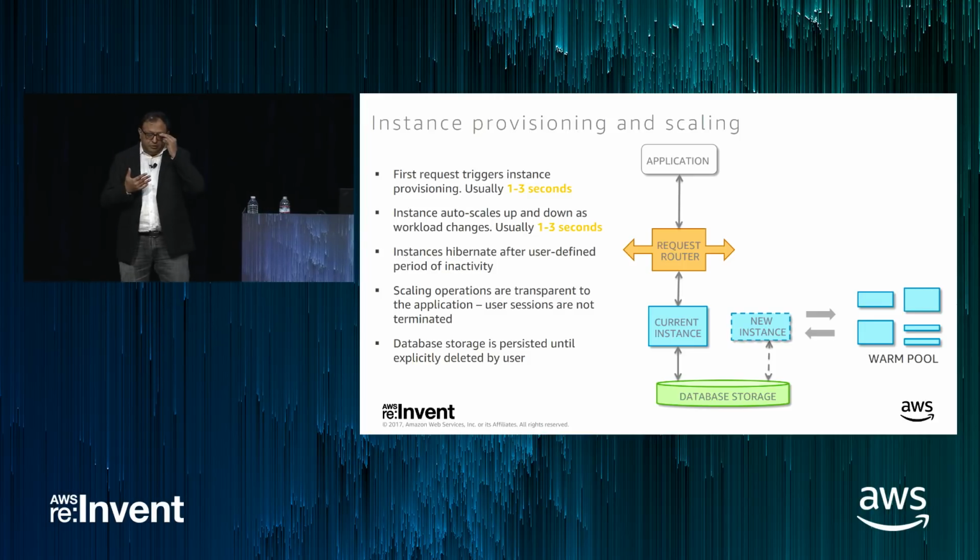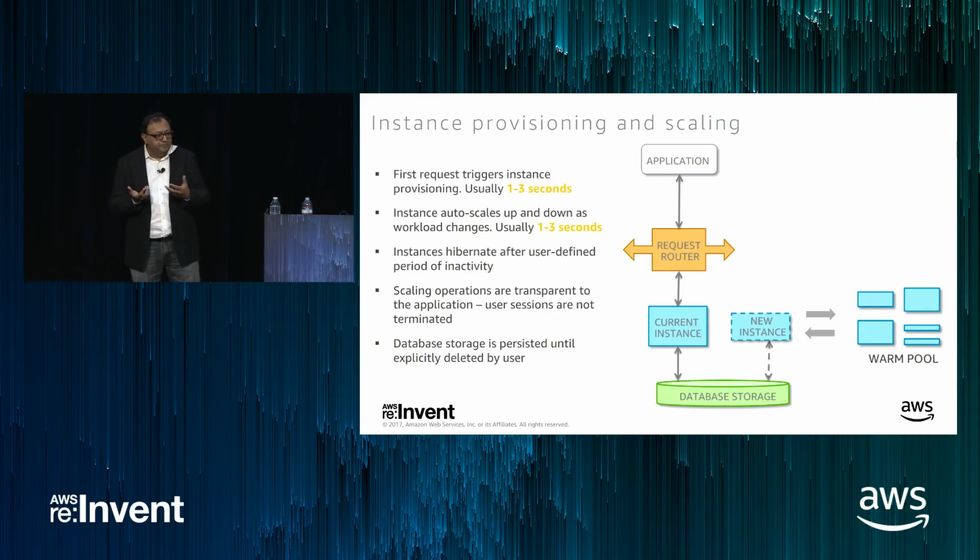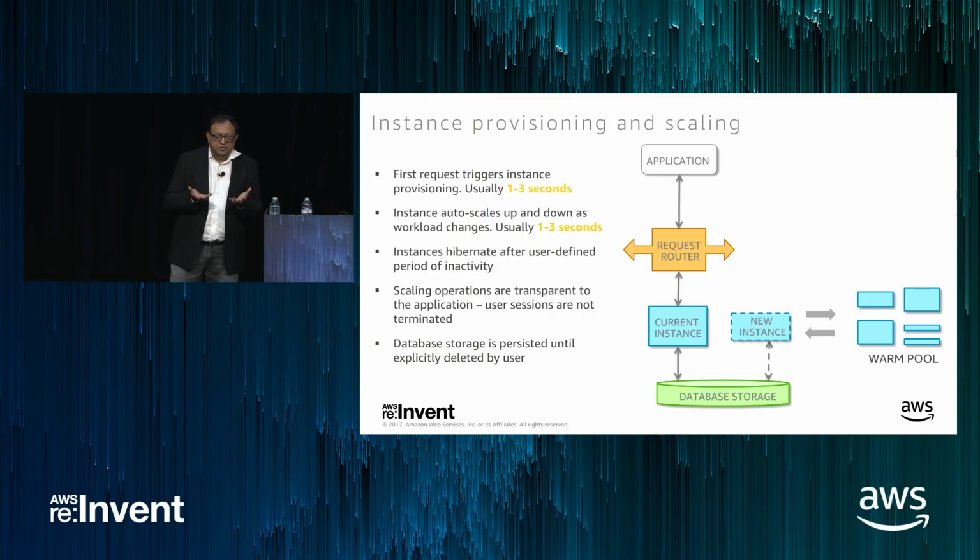Why is scaling up and down transparent? It's because inside the request layer, we maintain your session state. And so we'll go and bring up another instance, let's say you need to scale up. And then we'll find a point when you don't have a request active right now, and then we'll transfer the sessions over to the new location. Okay? And of course, the database storage is persistent until you explicitly delete it.